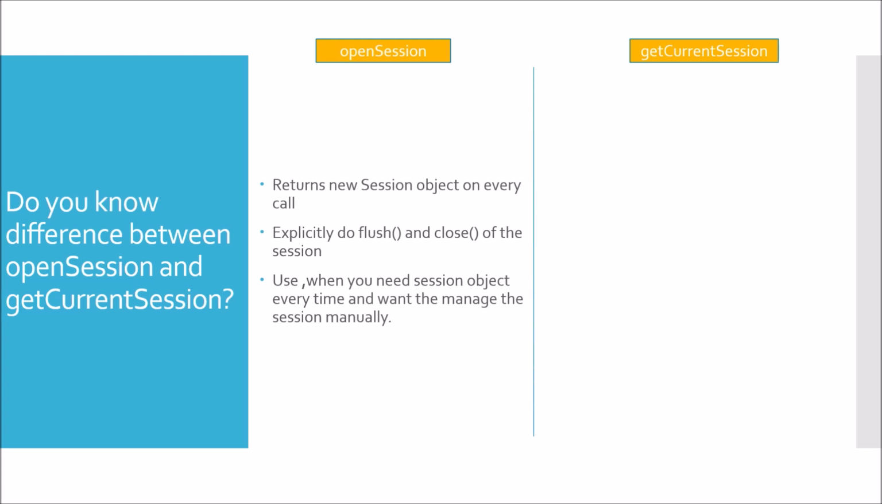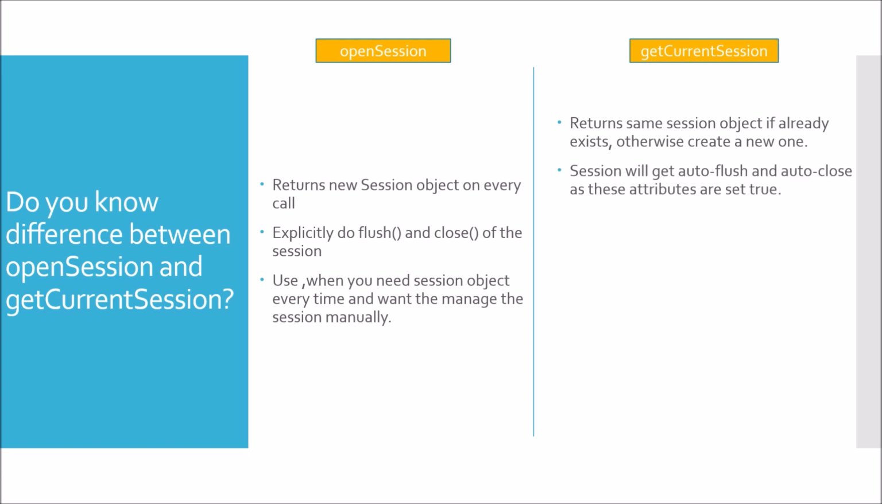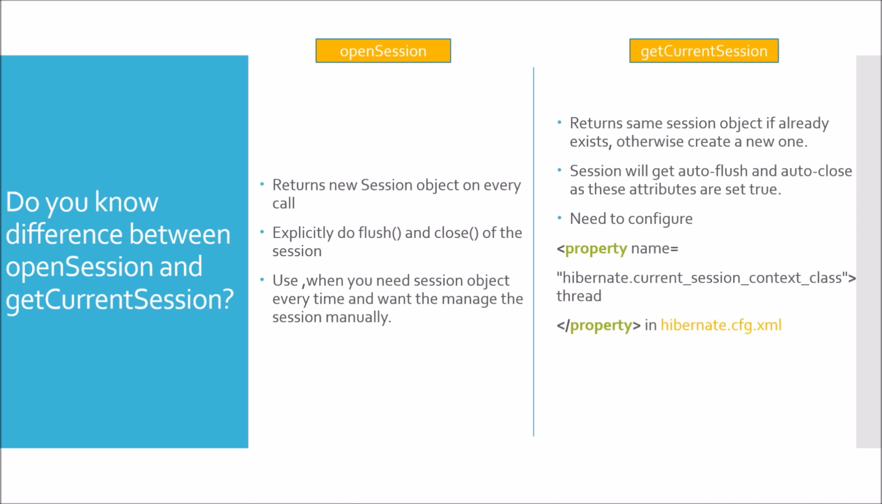If we talk about get current session, then get current session returns the same session object if it already exists. Otherwise, it creates a new session and returns that session. The session will get auto flushed and auto closed because these attributes are set to true. You need to configure one property in hibernate.cfg.xml, that is also the Hibernate configuration file, and the property is hibernate.current_session_context_class and the value as thread.